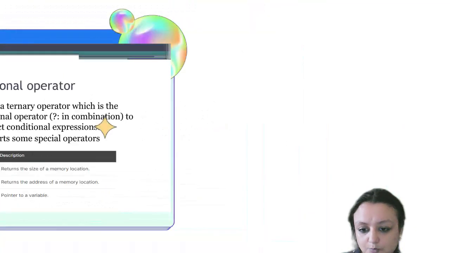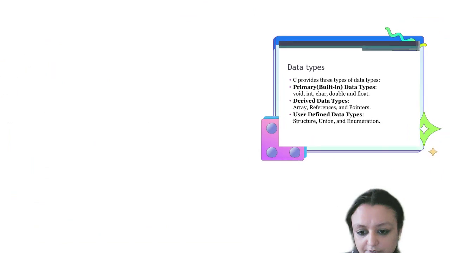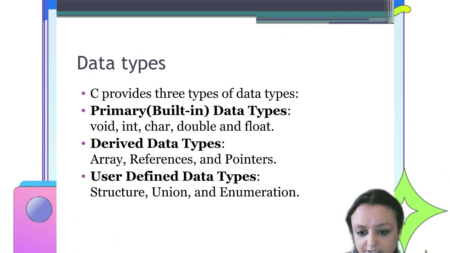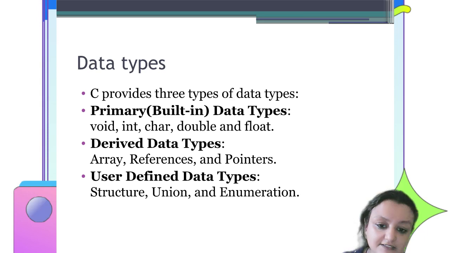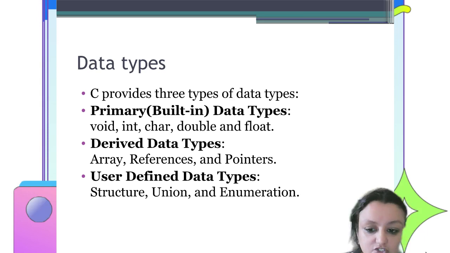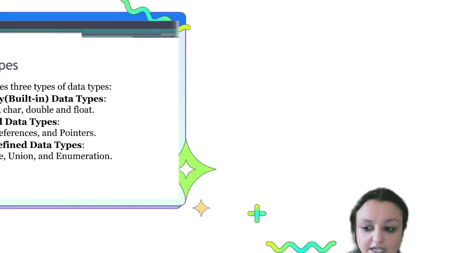Coming to the next, data types. Now, data types of C, there are three types of data type. One is primary built-in data types, another is derived data types, then there are user defined data types. Primary built-in data types: we have void, int, char, double, and float. Derived data types: we have array, references, and pointers. User defined data types: we have structure, union, and enumerations. So these are all types of data types.